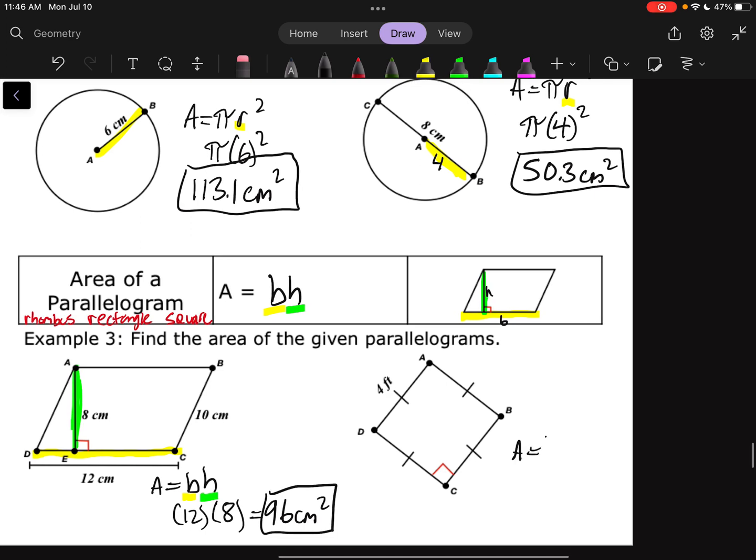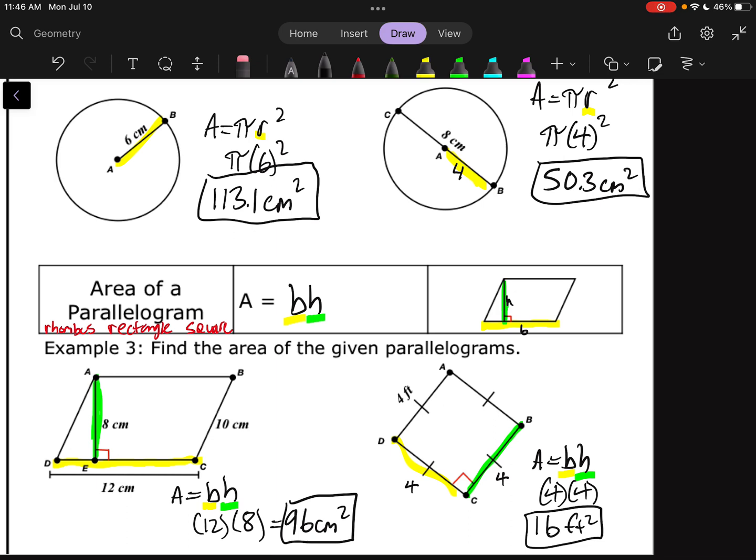And then for our square looking guy over here, we're going to do base times height. Right angles over here, really we would know that all of them are right angles, but remember also those tick marks mean that all the sides are 4. So we're just going to do 4 times 4. And we're going to get 16 feet squared.